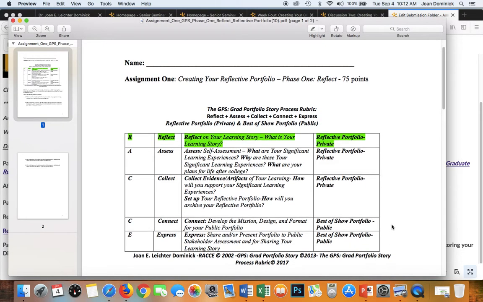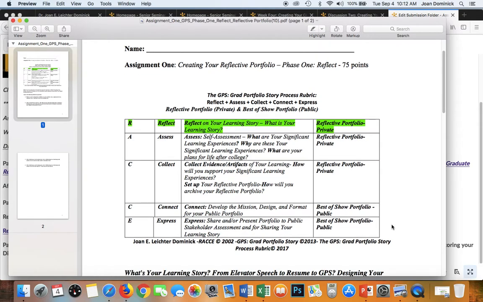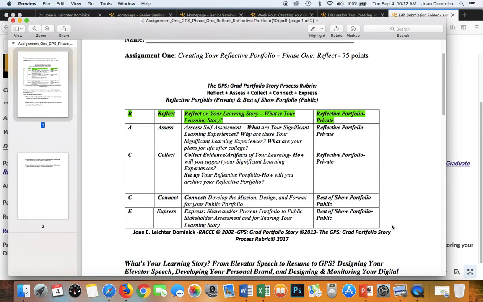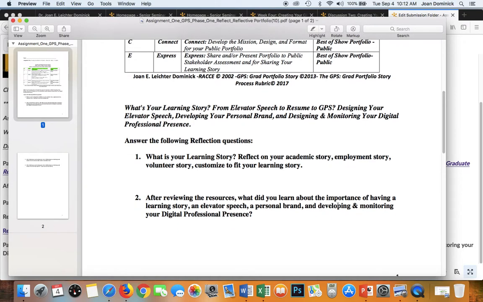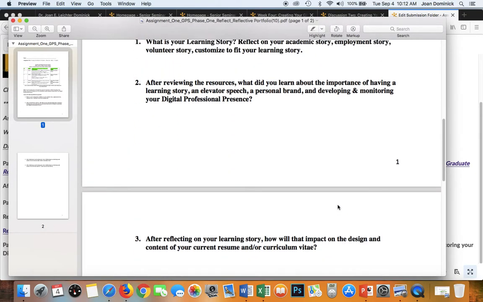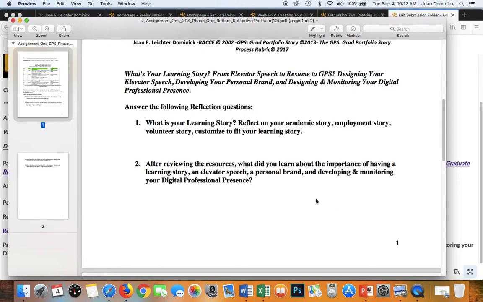In every assignment that we do, the 6 assignments, I always include the GPS Grad Portfolios process rubric so you can see where we are. We're at step number 1. Now that you've looked at all those resources, I've listed 4 questions for you to answer, and you'll notice that I always include customized to fit your interest areas. In these things, there are no right or wrong answers. It's just a question of what you want to write about as related to the question.